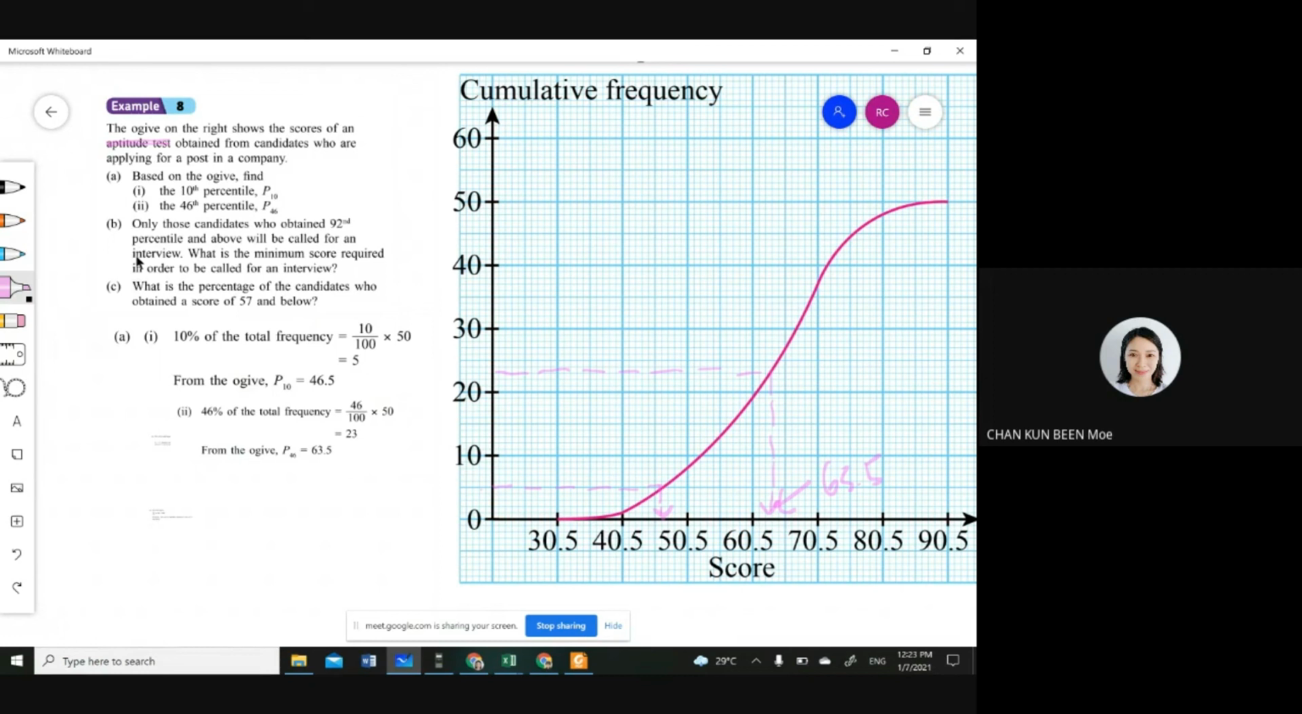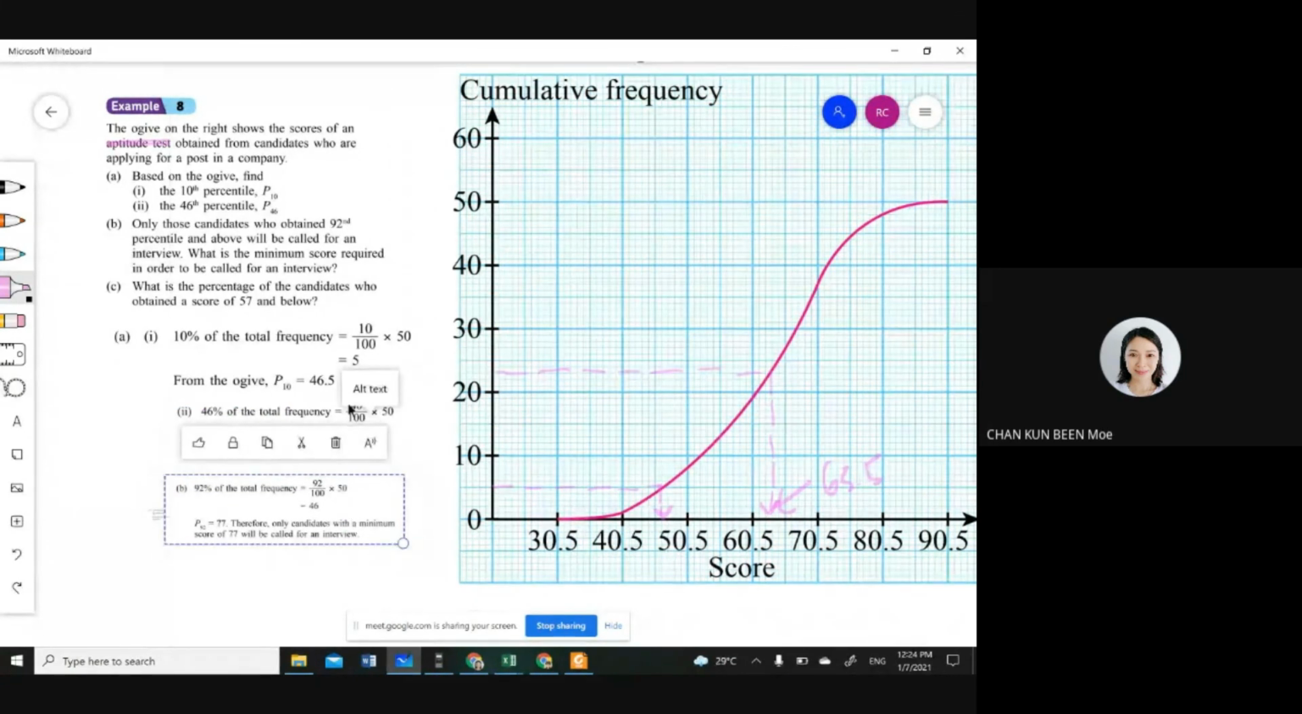Okay, now I move on to B. Only those candidates who obtain the 92nd percentile and above will be called for an interview. So what is the minimum score required in order to be called for an interview? Therefore, how do you get the 92nd percentile? To get it, you have to divide by 100 times 50 again, right? So you are going to get 46. To get the 46 over here, you have to find the score.